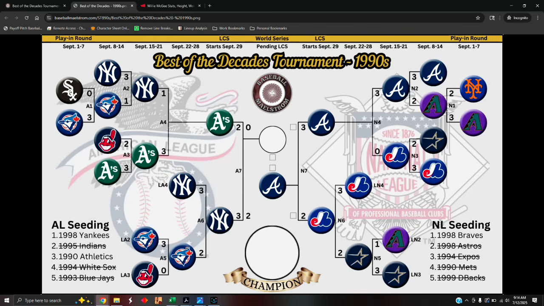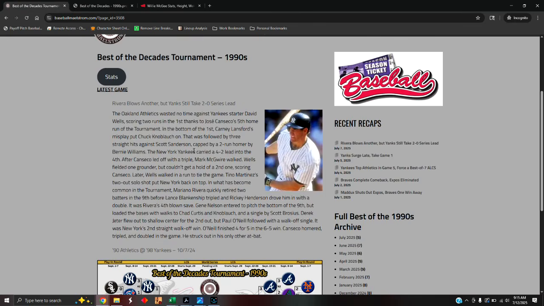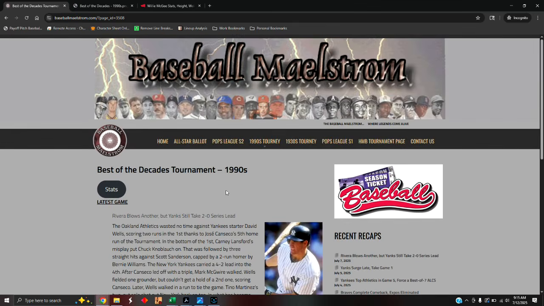Very exciting stuff. They fought their way back through the losers bracket after Oakland beat them 3-1 earlier to knock them down to the losers bracket. It's been a very exciting series. You can get all the write-ups and everything on baseballmaelstrom.com. You can see a write-up of every game, along with box scores and score sheets and all that stuff.